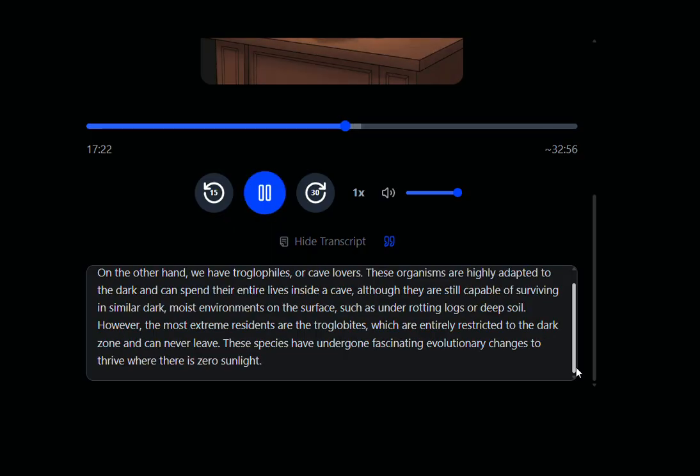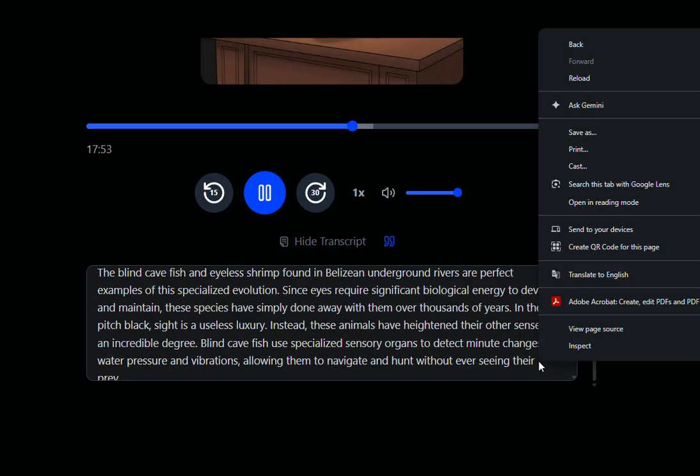On the other hand, we have troglophiles, or cave lovers. These organisms are highly adapted to the dark and can spend their entire lives inside a cave, although they are still capable of surviving in similar dark, moist environments on the surface, such as under rotting logs or deep soil. However, the most extreme residents are the troglobites, which are entirely restricted to the dark zone and can never leave. These species have undergone fascinating evolutionary changes to thrive where there is zero sunlight. The blind cavefish and eyeless shrimp found in Belizean underground rivers are perfect examples of this specialized evolution.